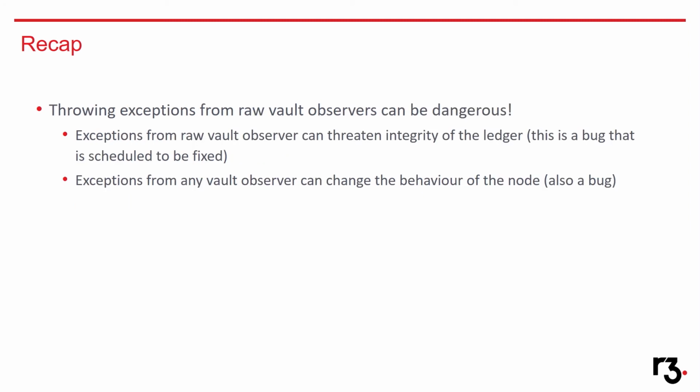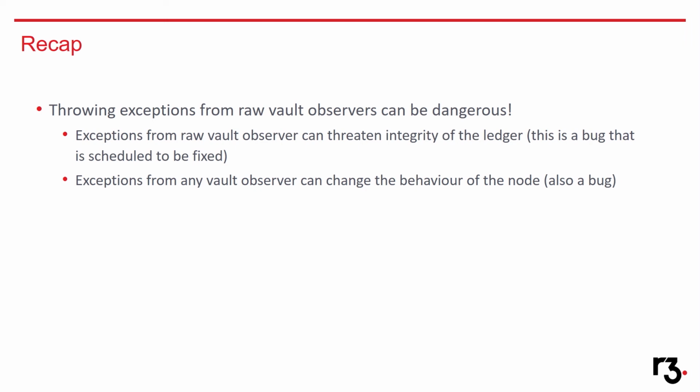The thing is that throwing user exceptions from a raw vault observer is really dangerous because they can threaten the integrity of the ledger. You shouldn't do that. It's probably a bug that we let this happen. It's unfortunately not very easy to fix, so it's not going to go into the next version of Corda. We don't have a fix in the pipeline yet for this. We have to look at how to fix this.